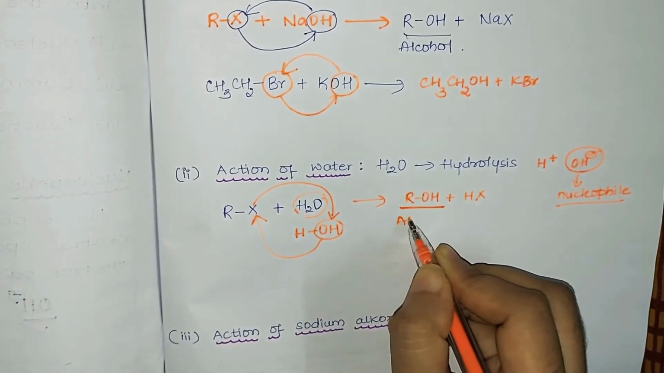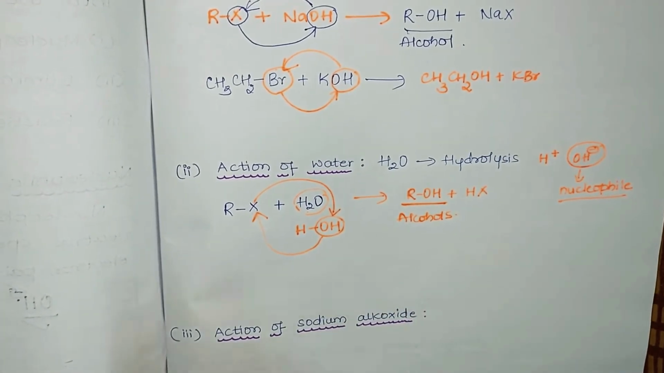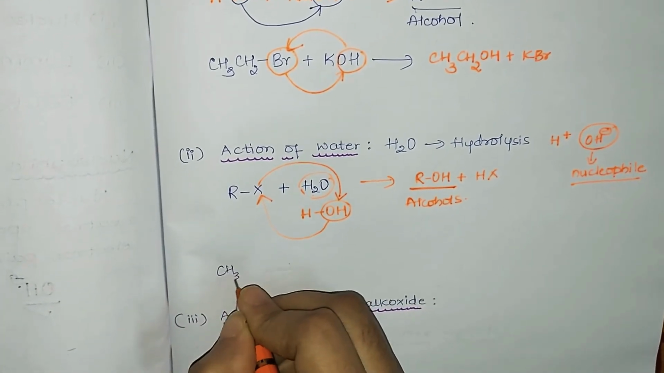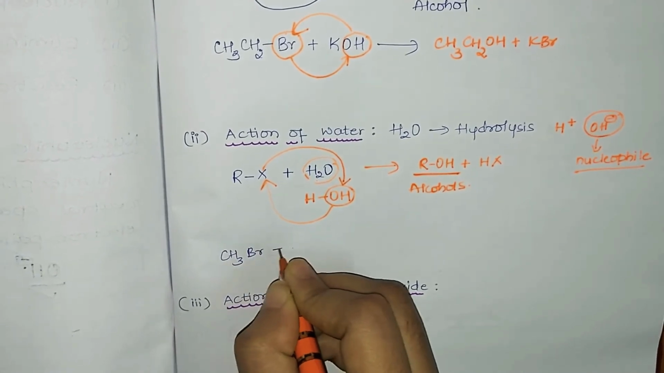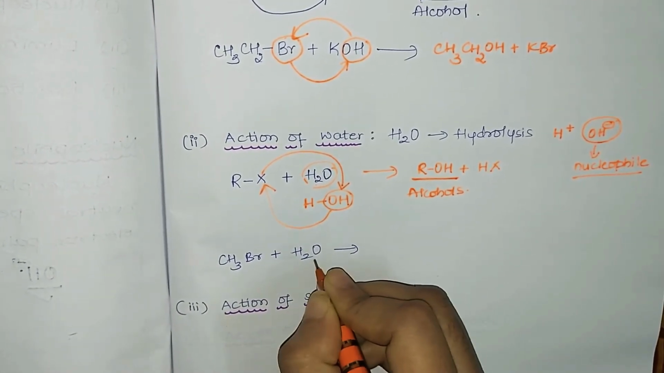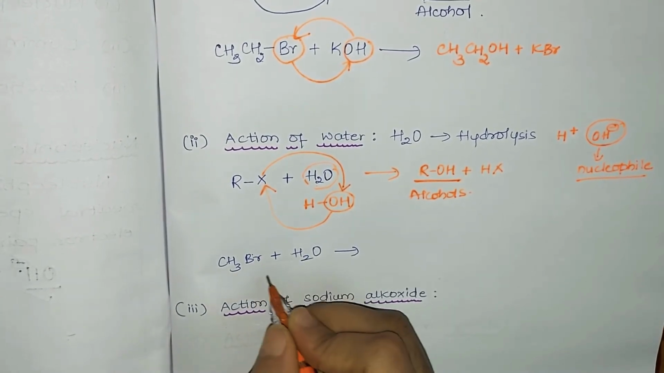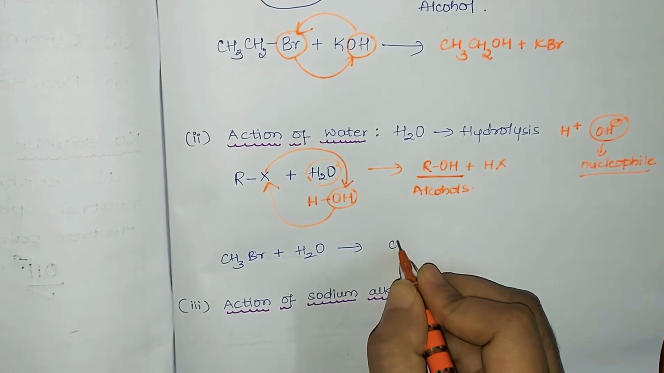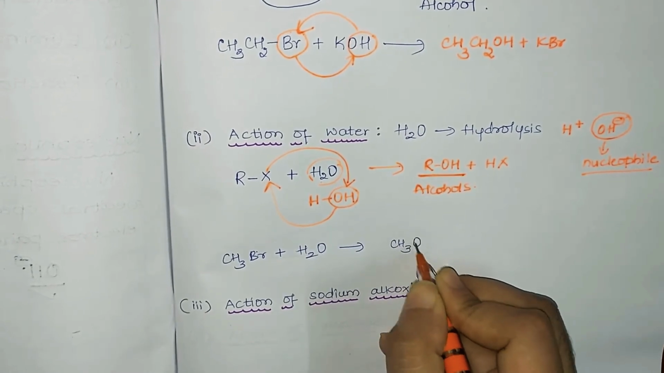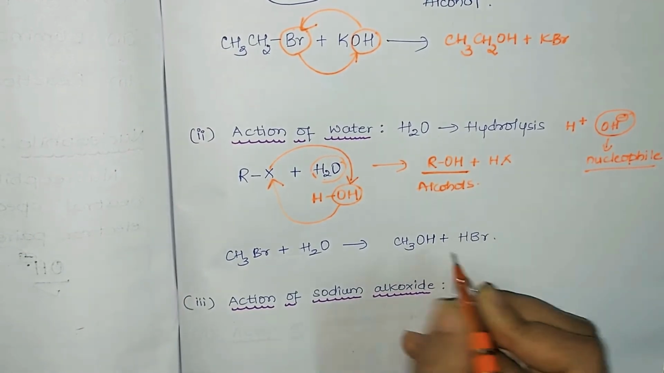So let us consider one example. When we consider an example of methyl bromide, methyl bromide reacting with water. Water has a nucleophile, OH minus. It goes to the place of Br, and Br is substituted in the place of OH minus. What will be the product? CH3OH plus HBr. CH3OH is an alcohol, that is methanol.